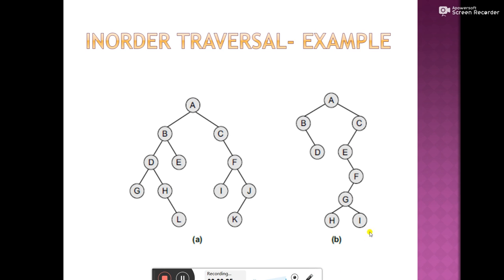So as you know, the order to be followed to perform in-order traversal is left, node, which is nothing but root, and then right. Okay, so this is the order we have to follow. So let's take the example of tree A. In-order means here the root is visited between left and right. Now in this example we are going to perform in-order traversal of a tree.